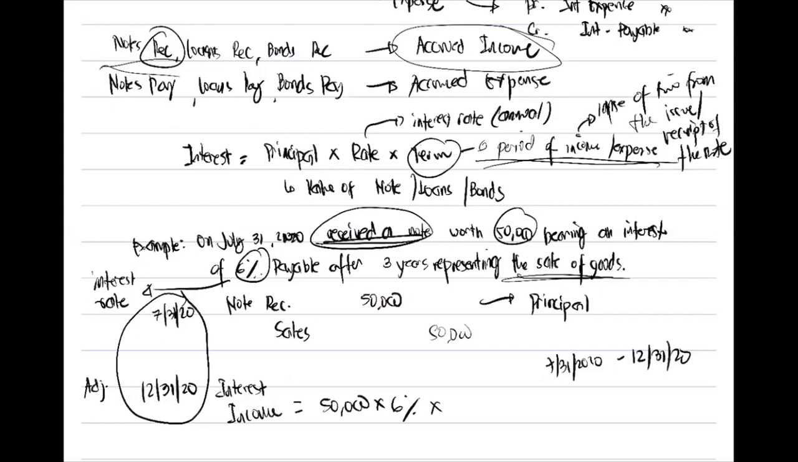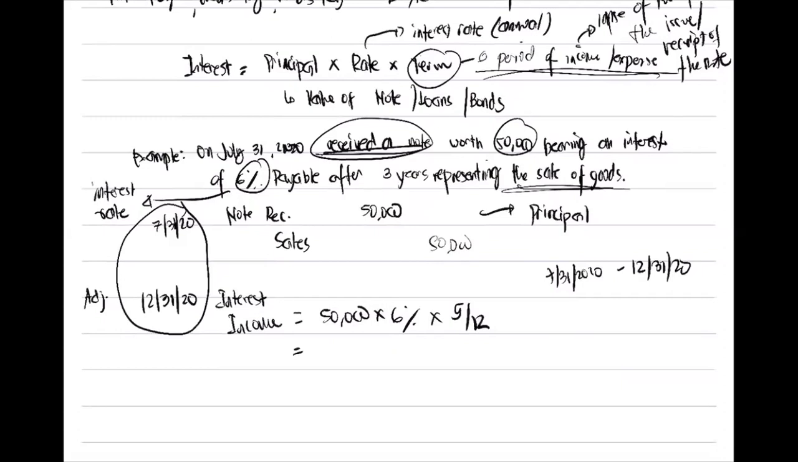So we have here 50,000. You multiply it to 6%, multiplied by the term. So what is the period, guys? July 31, December 31. So August, September, October, November, December, 5 months. So this should be 5 over 12. So how much is our interest income? 50,000 times 6% times 5 over 12. We will get 1,250.